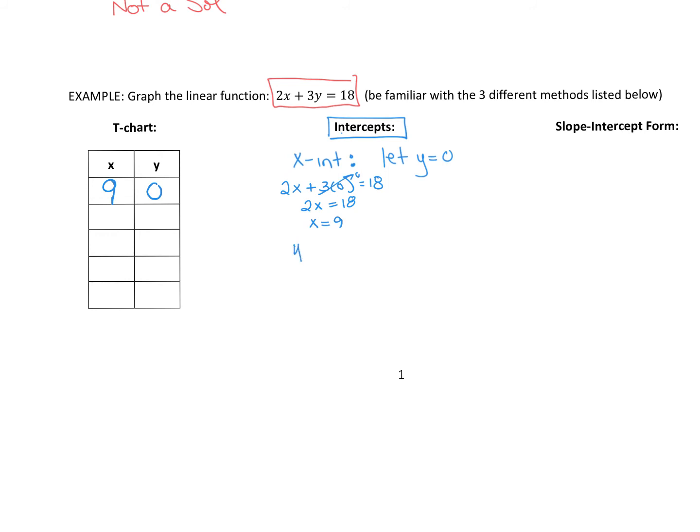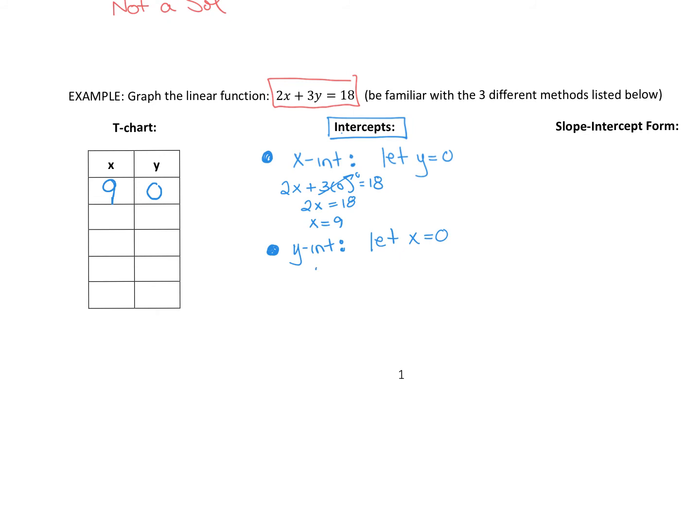Alternately, if I want to find a y-intercept, I'm going to let x equal 0. And this is true, both of these are really important. This is true regardless of what kind of function you're working with, linear, quadratic, whatever. So those are two things that you should remember.